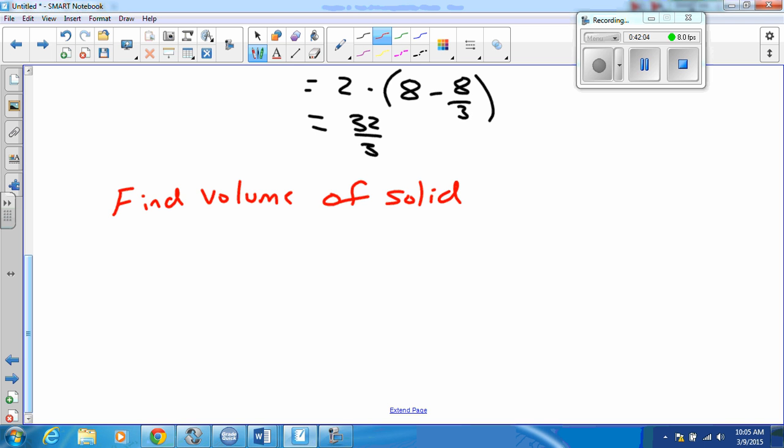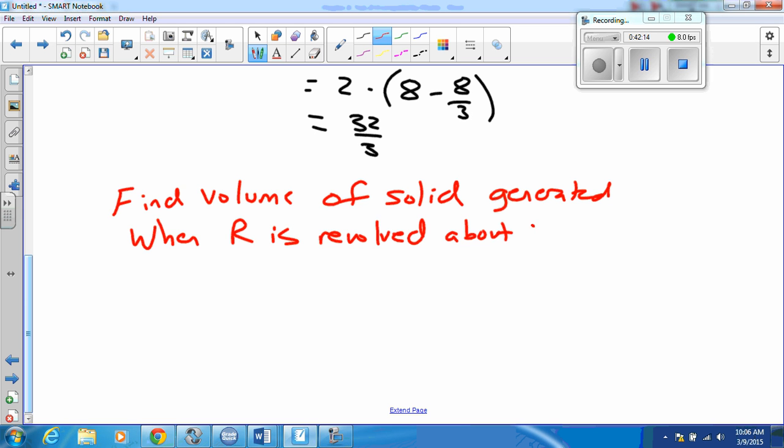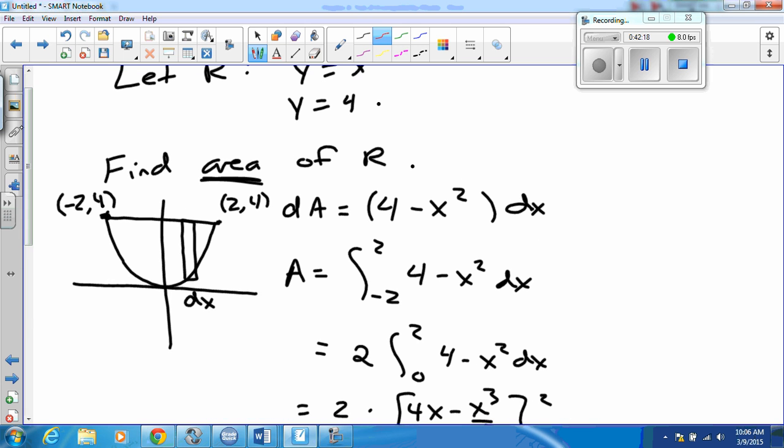Now we ask this question. Find the volume of the solid generated when R is revolved about the line y equals 4. So here is the variation that we're doing. Our axis of revolution is now no longer the x-axis, but instead is the line y equals 4.